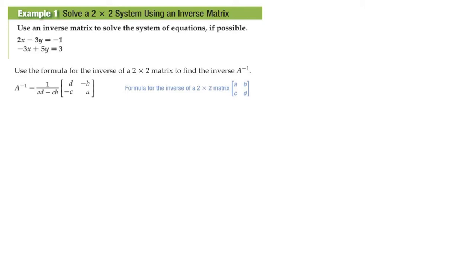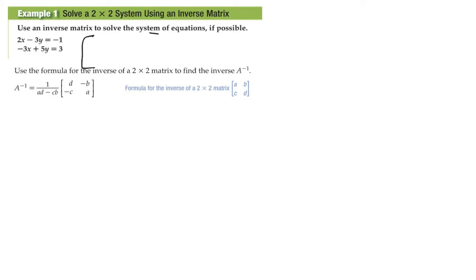So we can actually find the solution by using the inverse matrix. So it actually takes a couple steps away. So the first step is we're going to go ahead and use the formula for our inverse that you guys learned in the prior lesson. So that's the formula.